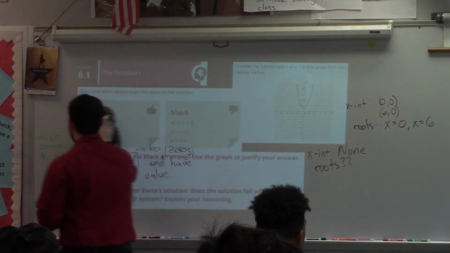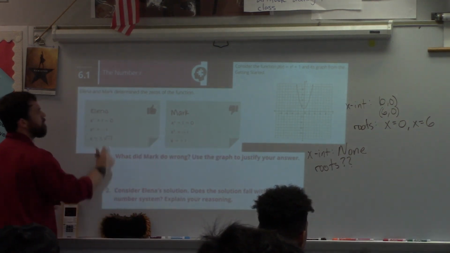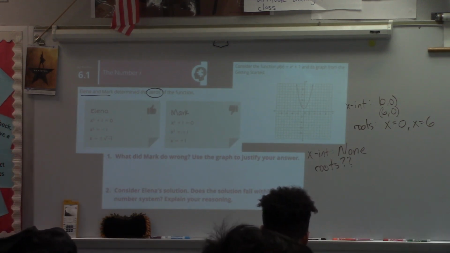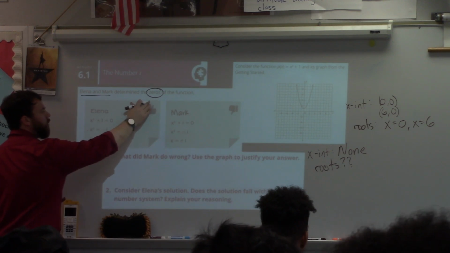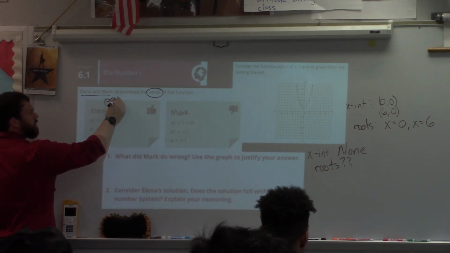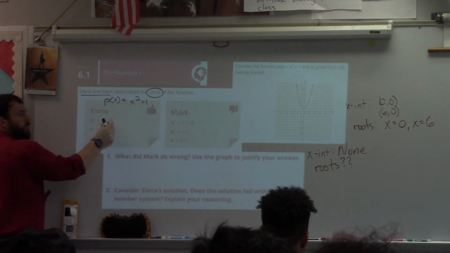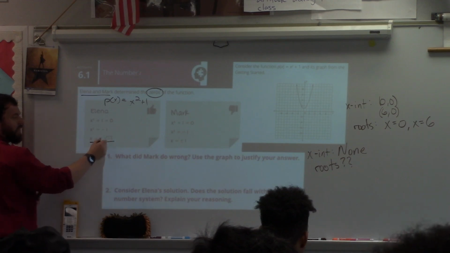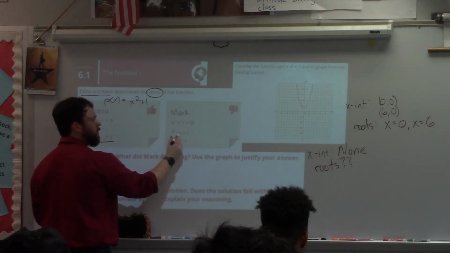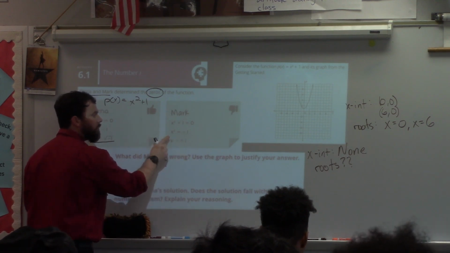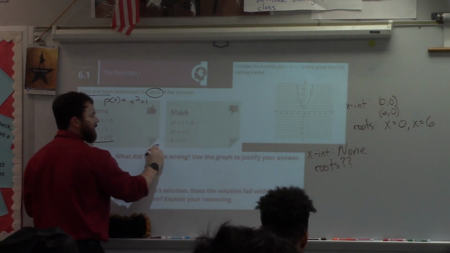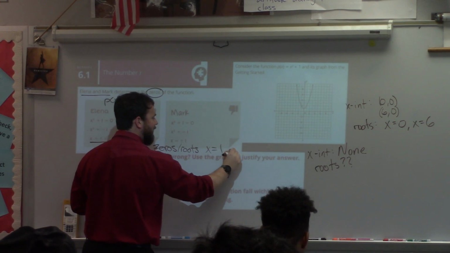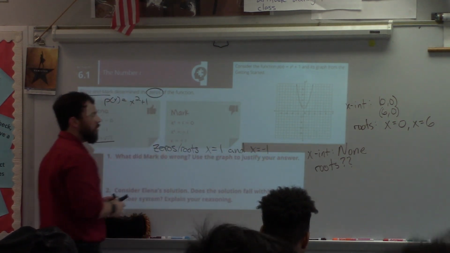So, when we look right here at this work by Elena and Mark, they're determining the what? The zeros, which are the same values as the roots. But it's called a 0 because what did they substitute in for p of x? 0. They substituted 0 in and they solved it. And Elena worked through it and got x equals positive, negative, square root of negative 1, whereas Mark got x equals positive, negative 1. What I would point out about what Mark is saying is that the zeros, or the roots, are x equals 1 and x equals negative 1. That's what Mark is claiming.